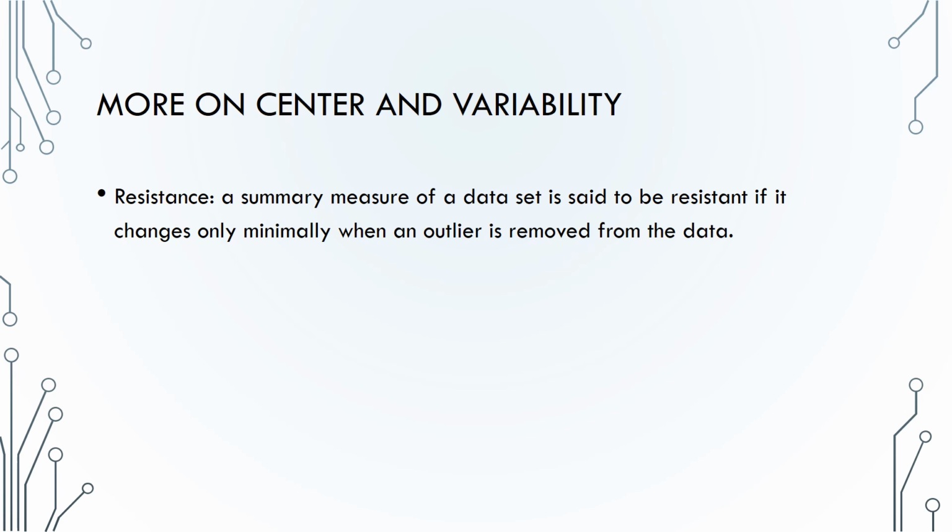There are two measures of center, mean and median, and two measures of spread, IQR and standard deviation. So when should each be used? It depends on the shape of the distribution and whether any outliers exist or not. A summary measure of a data set is said to be resistant if it changes only minimally when an outlier is removed from the data.